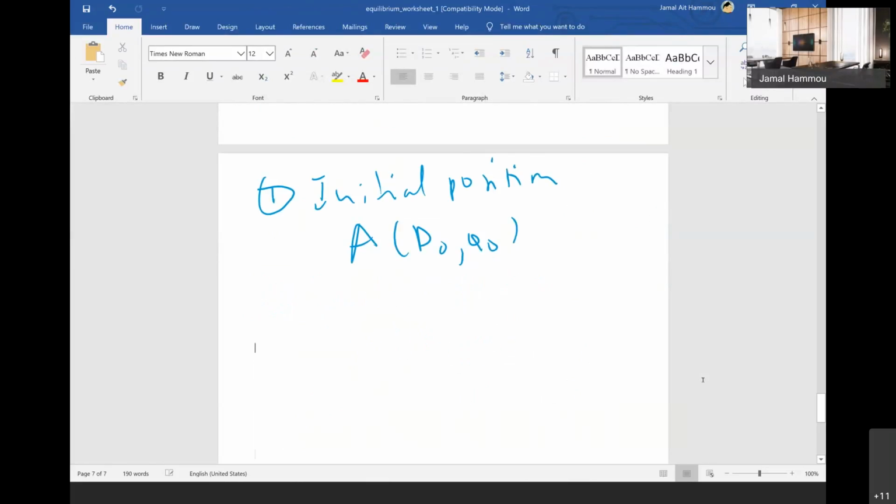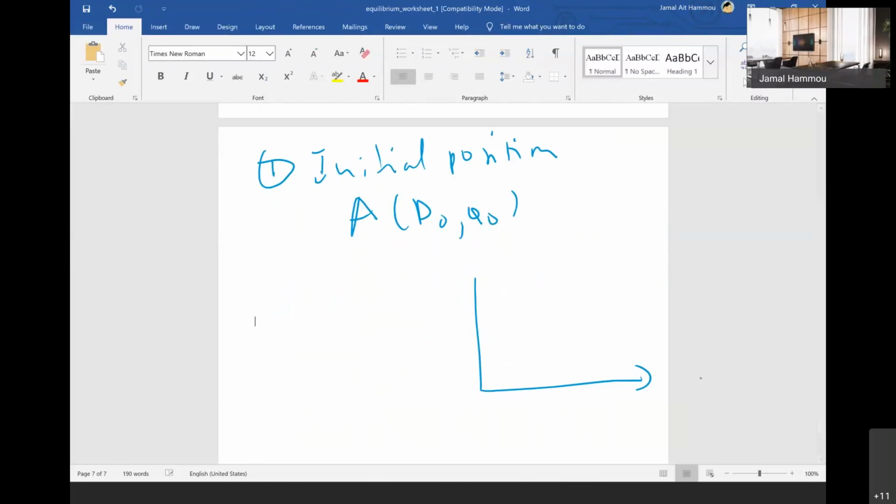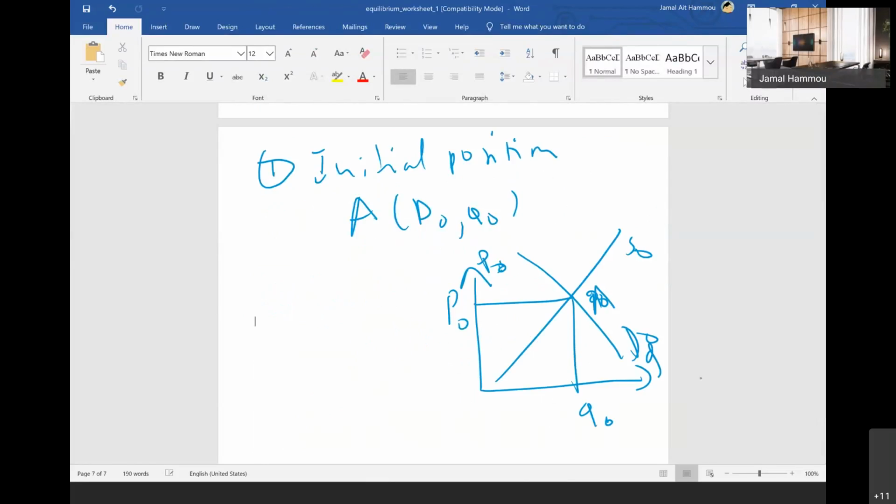I just say okay, I don't know what happens in the market yet. I just know this is the price, this is the quantity. I have a supply curve, I have the demand curve, I have the equilibrium, P0, Q0, and I have point A. And second, I ask what happens in the market? What happened? Is it affecting supply or demand? If it's supply or demand, how? So let's say supply increases.